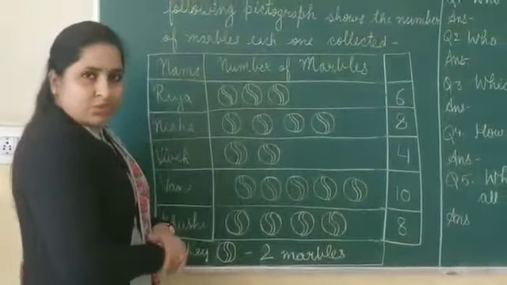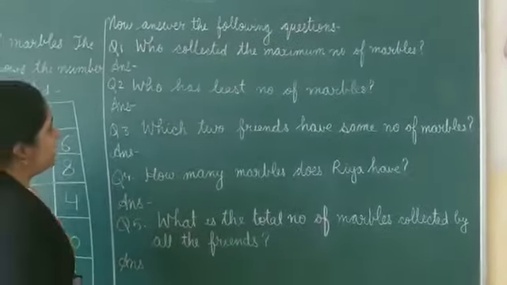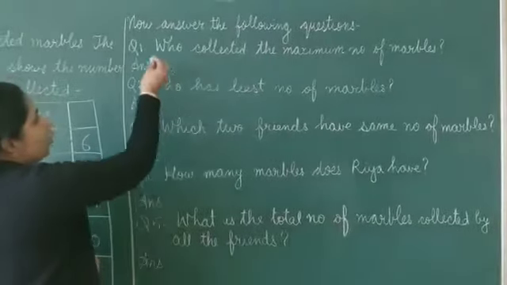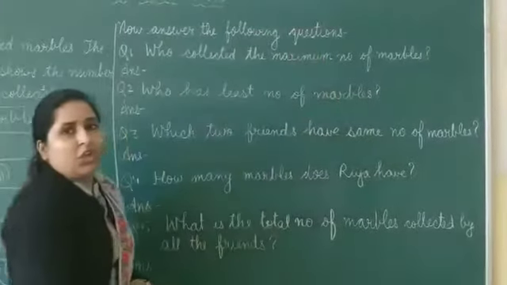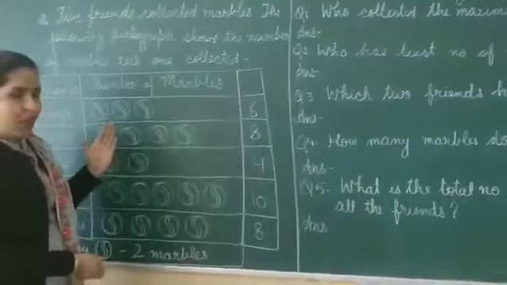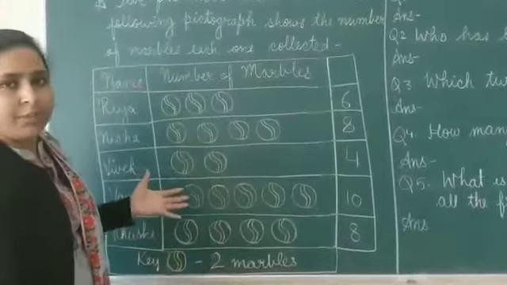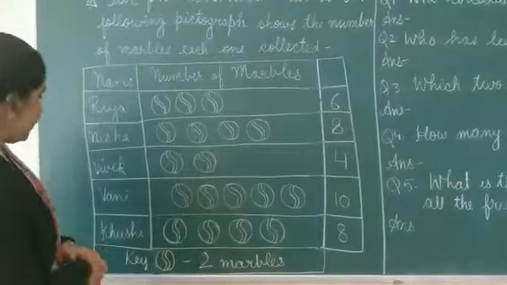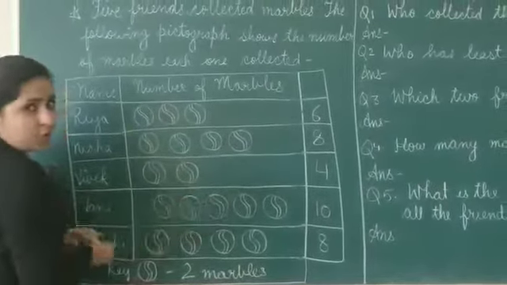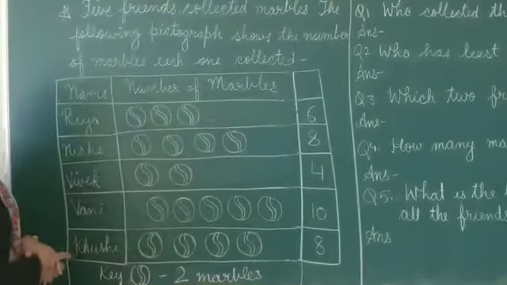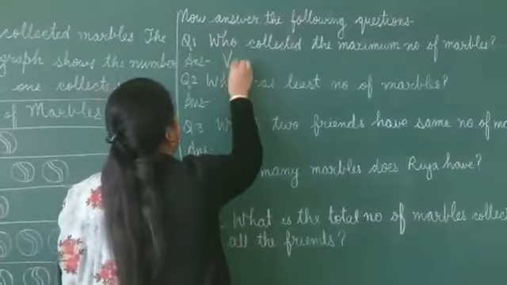Now, based on this pictograph, here are a few questions. We need to answer these questions. So it's given the first question, who collected the maximum number of marbles? So when you look at this pictograph, now it becomes very easy. Using pictures, you can easily see who has more number of pictures. The most number of pictures is drawn for Vani. 5 pictures are drawn. So it means Vani has collected the maximum number of marbles. So we write here Vani.